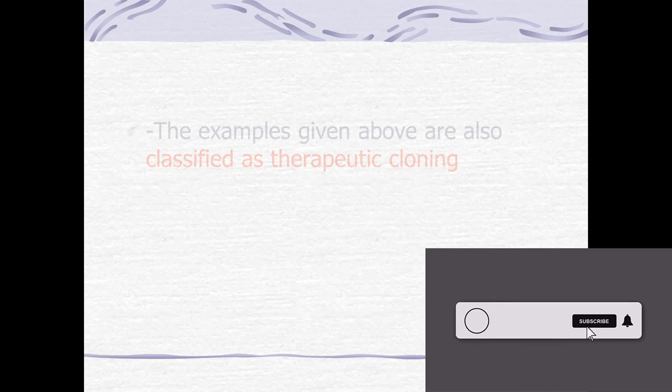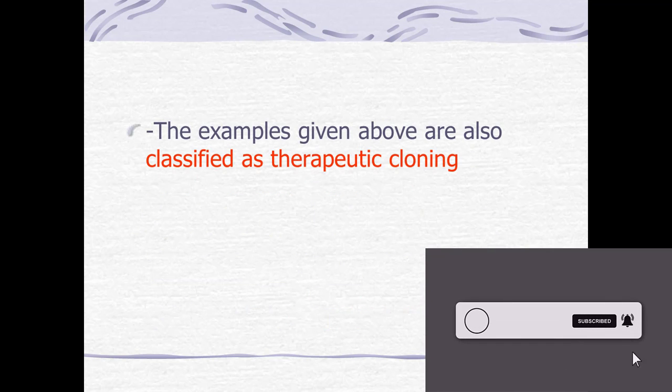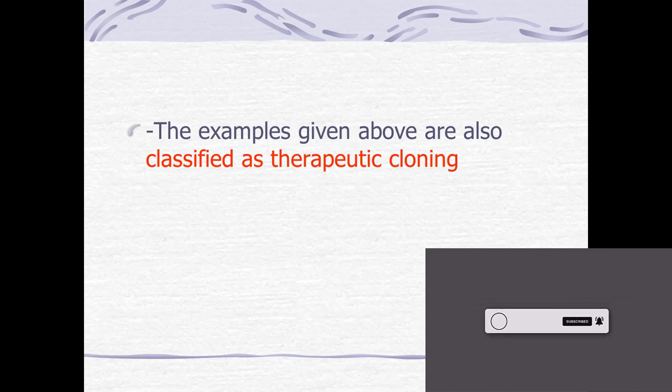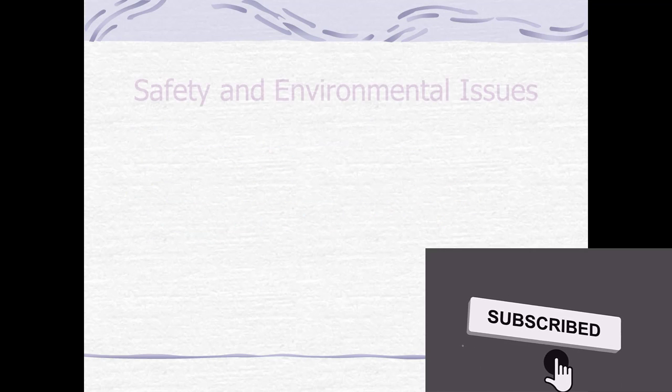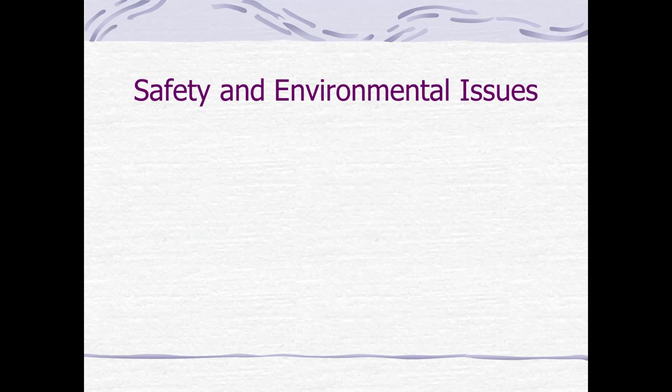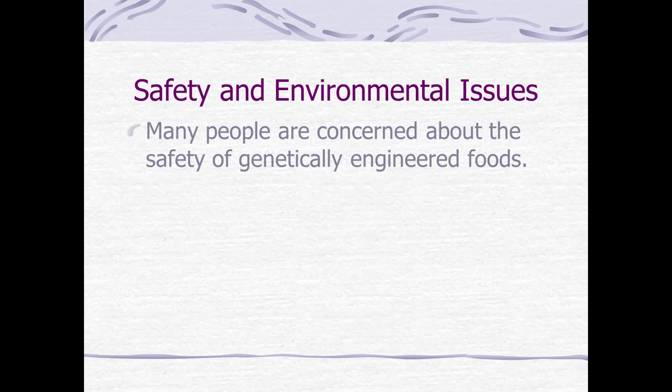The examples given above are also classified as therapeutic cloning. Therapeutic cloning uses genetic engineering to help treat and cure diseases. Safety and environmental issues are a core concern. Many people are concerned about the safety of genetically engineered food.